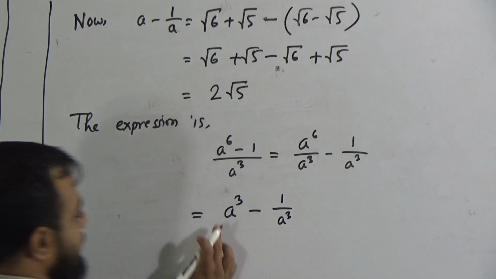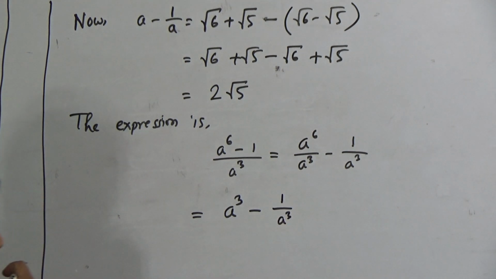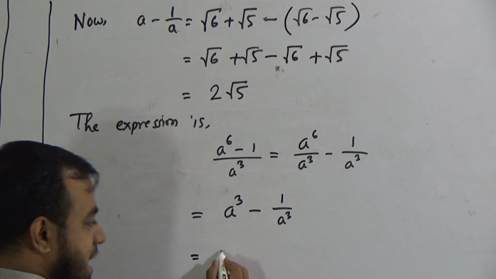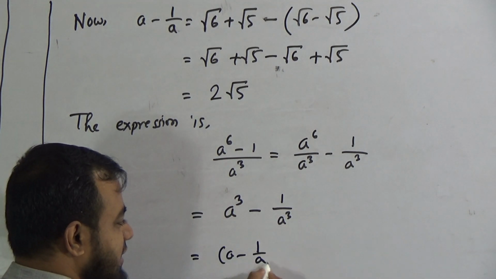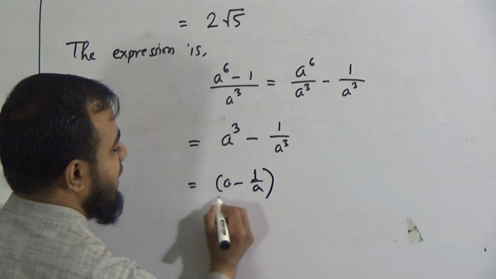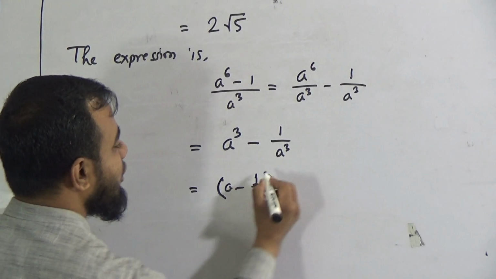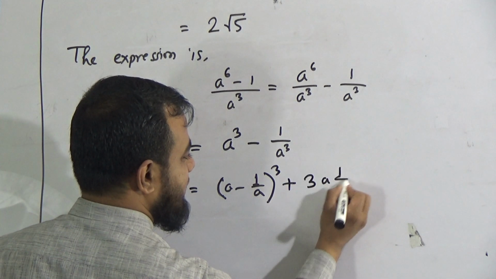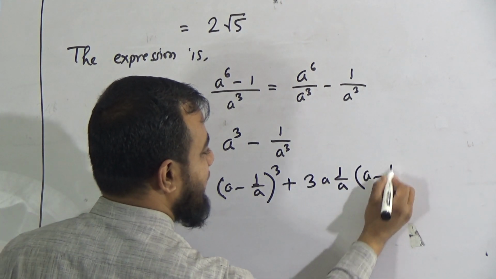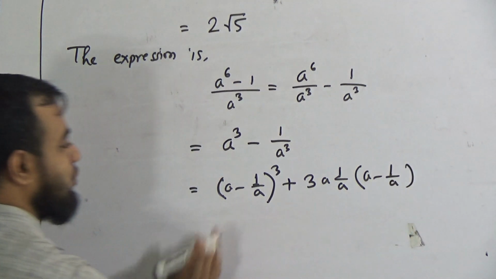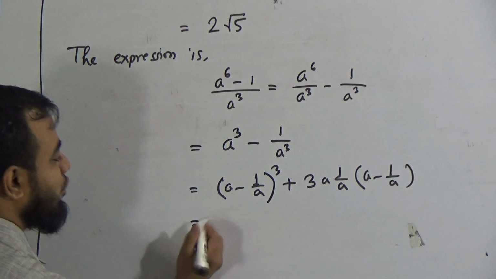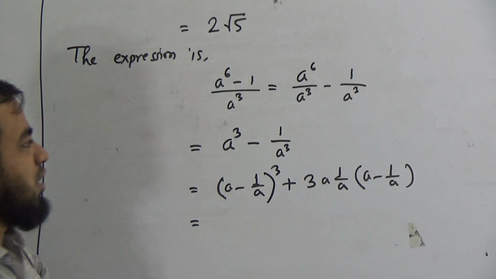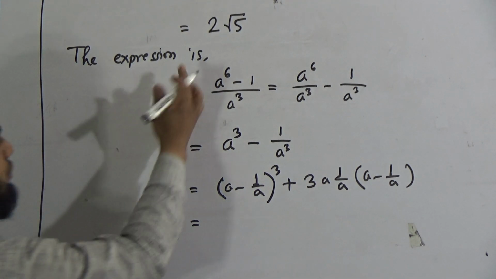So this can be written using the formula of a cube minus b cube, that is equal to a minus b whole cube plus thrice a b into a minus b. Here b is 1 upon a. Now we can put the value of a minus 1 upon a in this expression and we can find out the resulting value.